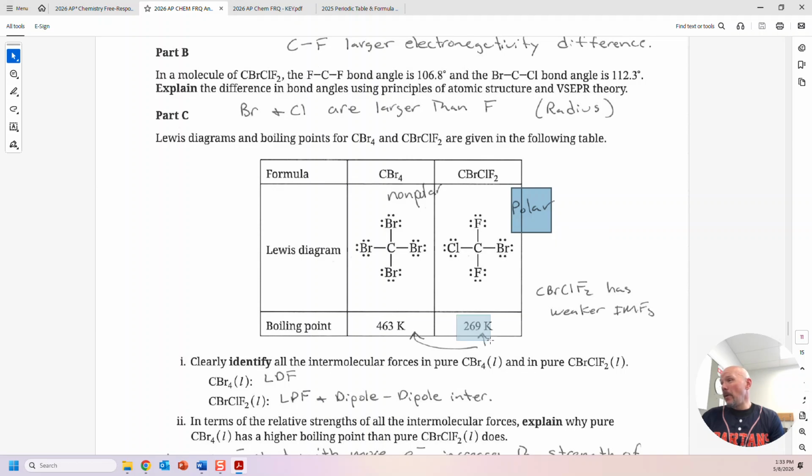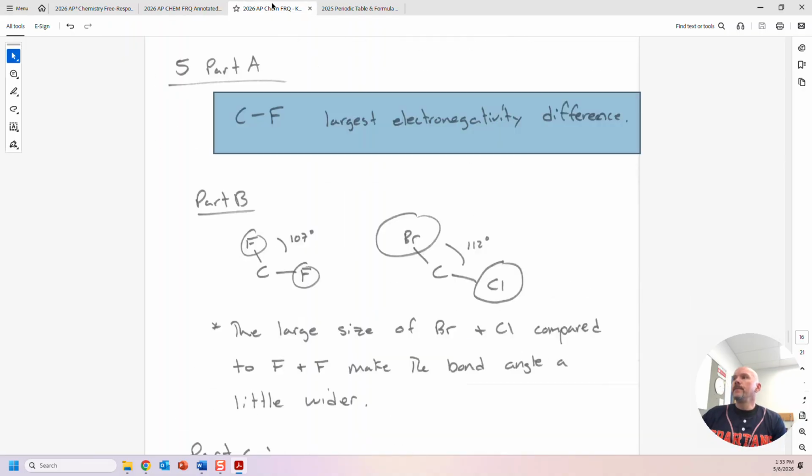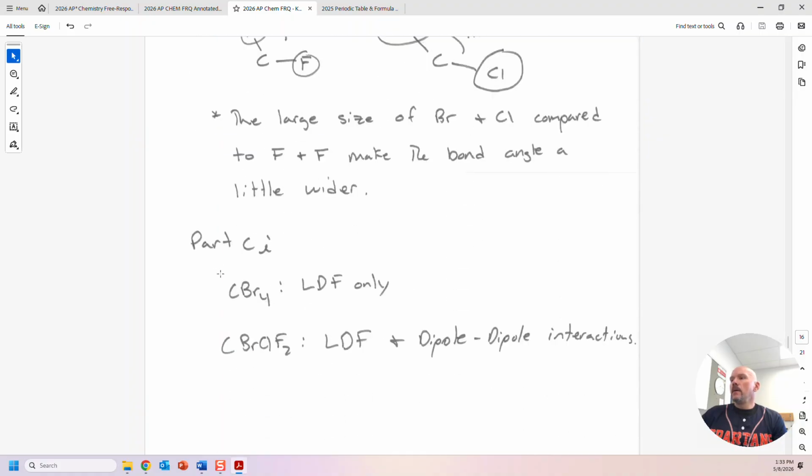But notice the polar thing has a lower boiling point than the non-polar thing. That usually goes against what we're thinking. We're usually thinking the polar thing has dipole-dipole interactions and the non-polar thing only has LDFs, so usually the polar thing has stronger IMFs than the non-polar thing. But the boiling point is telling a different story. It's telling me the thing that's non-polar has stronger IMFs than the thing that's polar. Okay, no big deal. All right, so because the CBr4 was nonpolar, it only has London dispersion forces, okay?